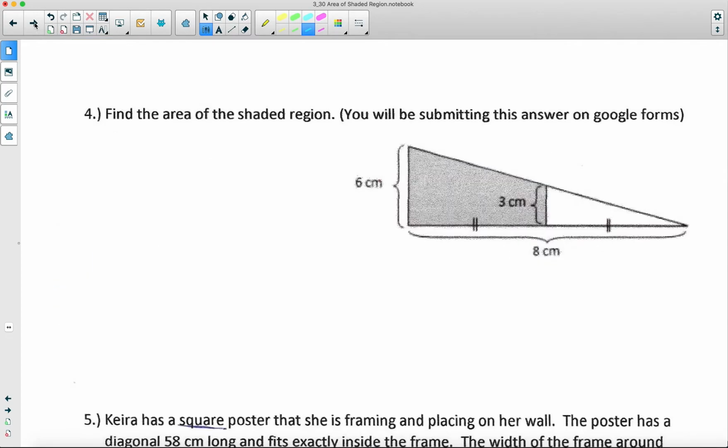Next page, what do we have? Okay, another question. Here you will be submitting this answer on your Google form. So again, how do you see this? Is it easy to just do area of the big minus area of the small? Is it easy to just find the area of the shaded figure? Remember to look at these tick marks. I'll give you a little hint. Think about what that means in terms of this entire length being 8.